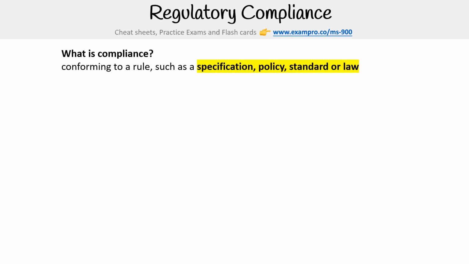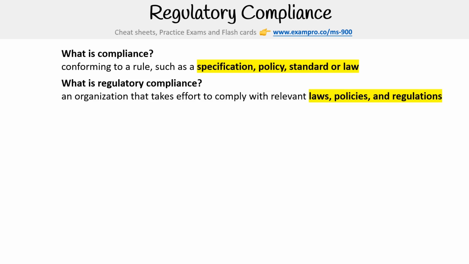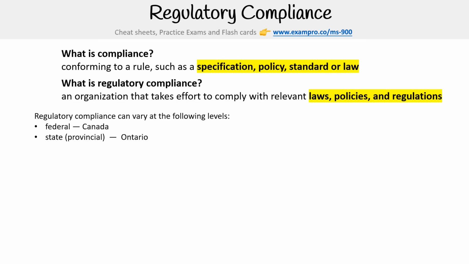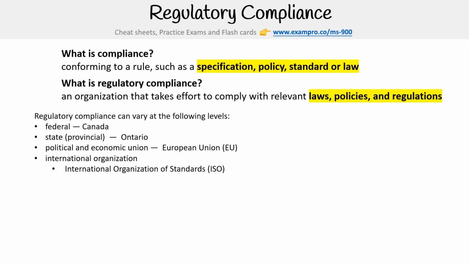Hey, this is Andrew Brown from ExamPro, and we're taking a look at regulatory compliance. So, what is compliance? It's conforming to a rule such as a specification, policy, standard, or law. And regulatory compliance is an organization that takes effort to comply with relevant laws, policies, and regulations. So, regulatory compliance can vary at the following levels. So, there's federal, such as Canada. There's state or provincial, like Ontario, political and economic union, like European Union, and international organization.